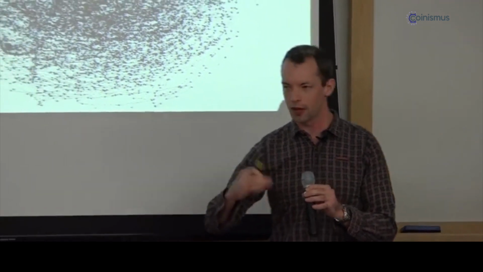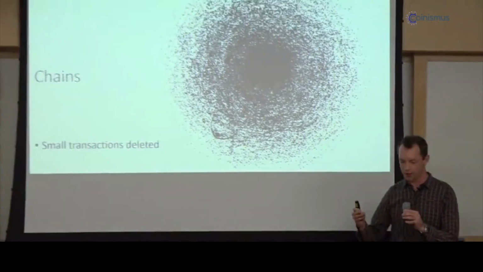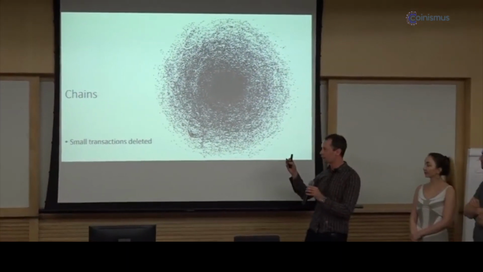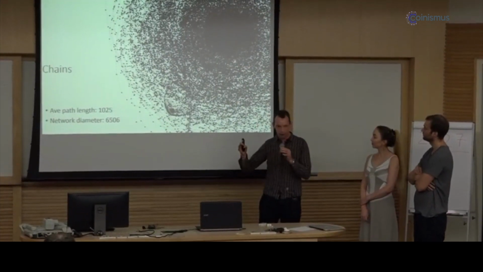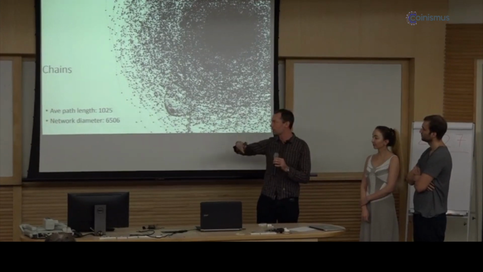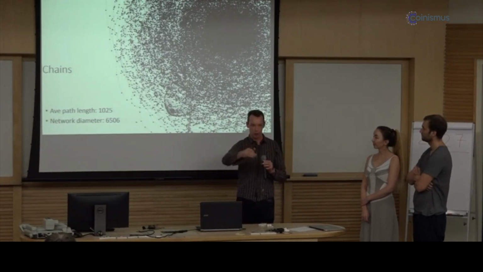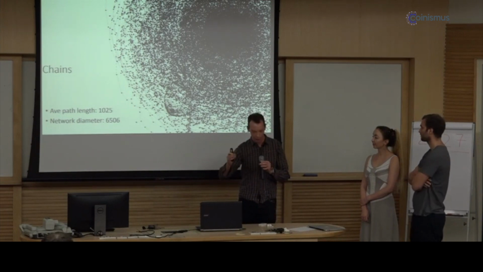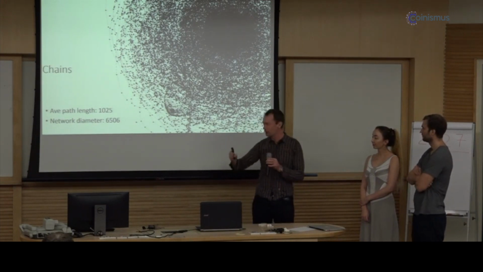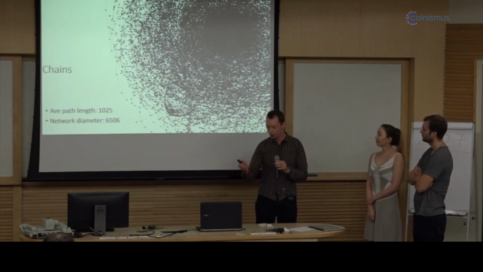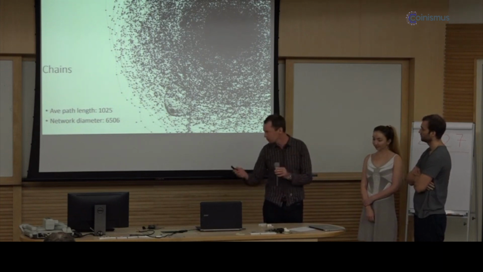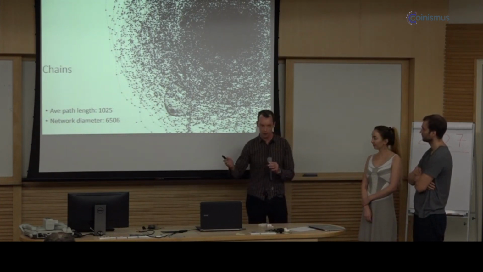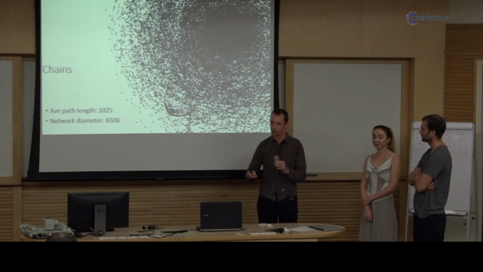If you remove the small network, all the small transfers of less than 1 Bitcoin, you end up with a very different structure. So here is what it looks like in aggregate. You can zoom in a little bit here. This structure is really a set of chains where you have one wallet transferring to another, to another, to another, and the average path length in this network is over 1,000. The network diameter is 6,000. This is with about 50,000 nodes in the network.